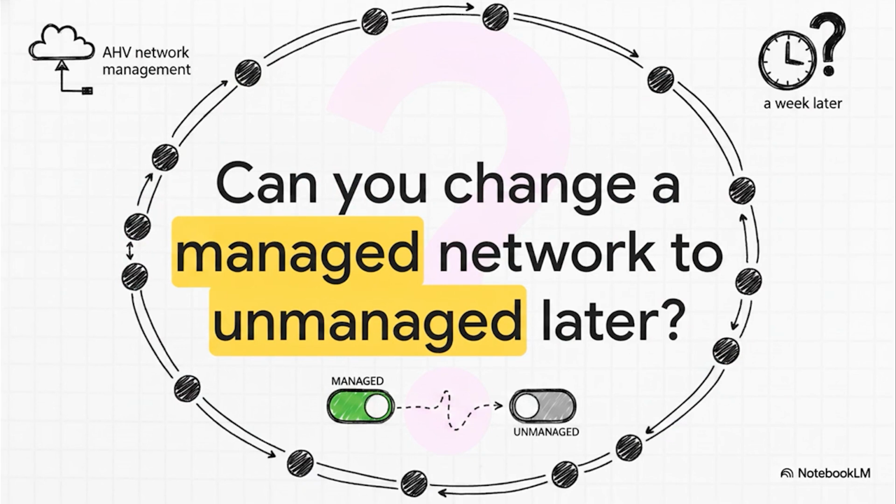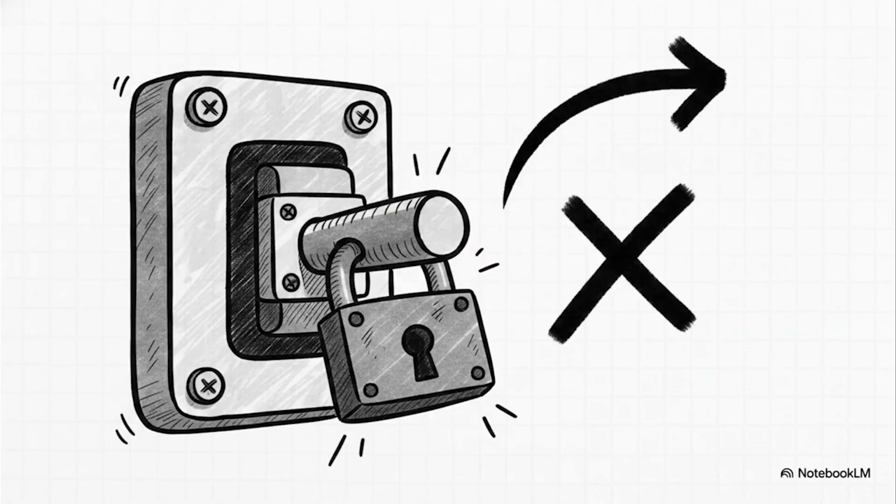Take a second and think about this scenario. You create a network, and a week later, you realize you need to change its state from managed to unmanaged. What's the process to do that? Give it a quick thought. The answer is, you can't. Lock this into your memory right now. It is absolutely impossible to toggle a network's managed state once it's been provisioned.